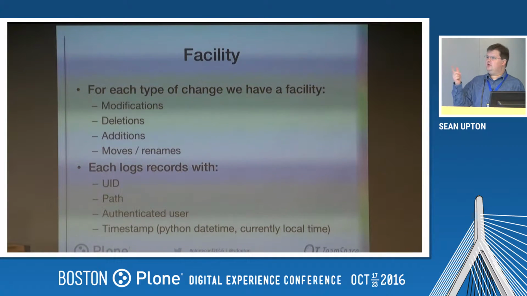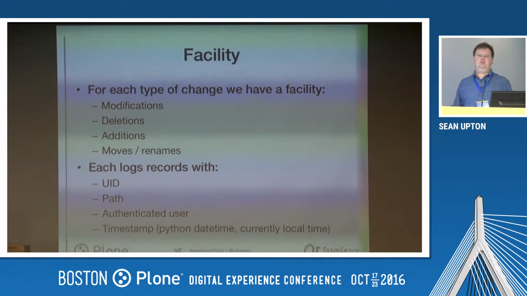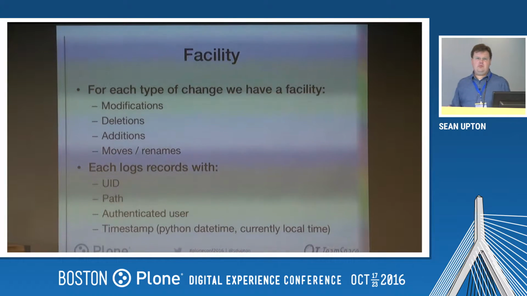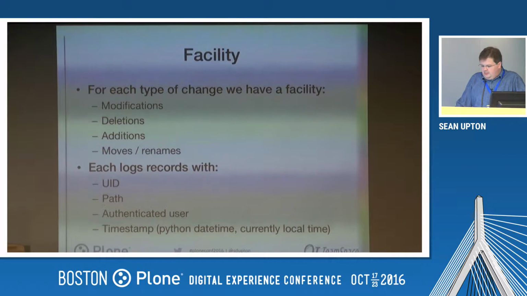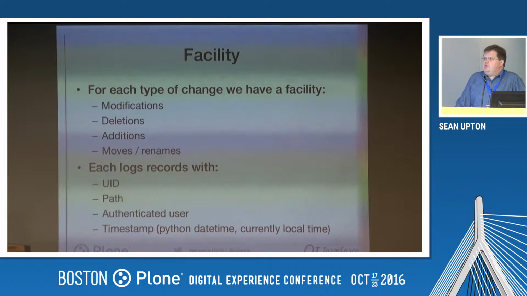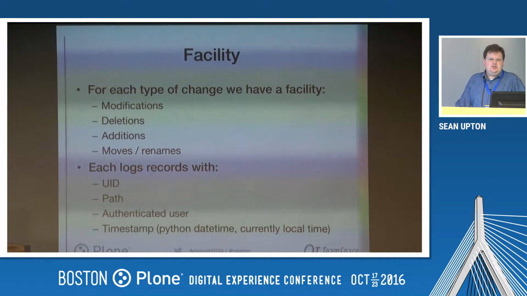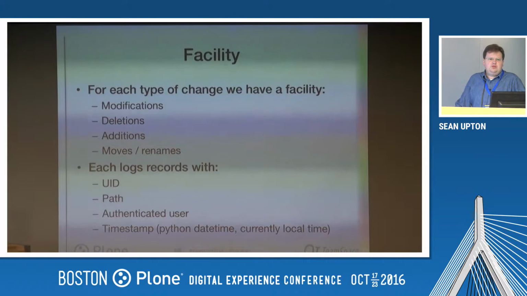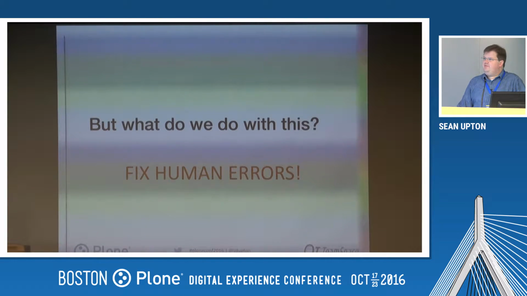Each is going to log the following 4 things: UID, path, authenticated user, and timestamp. Right now that's local time. We may choose to do this in UTC. I haven't made a design decision on that yet. And also for things like moves, what we probably need to do is log both the path before and after the change so that we have the ability to restore something to its previous path. So what do we do with this? We fix human errors.